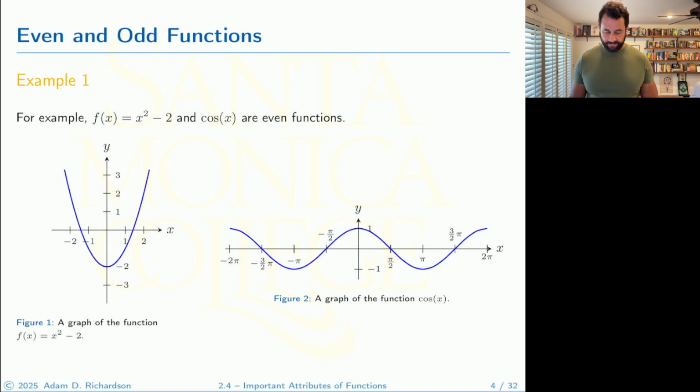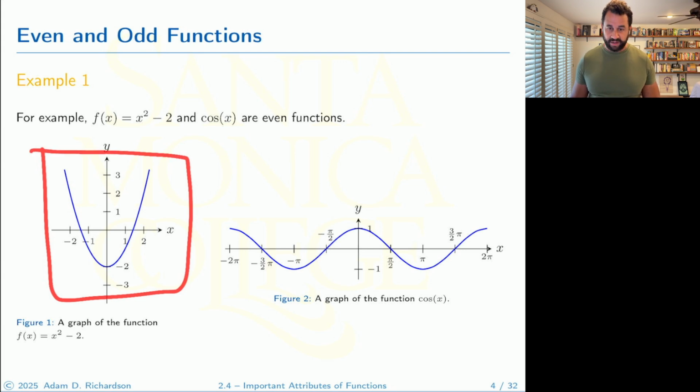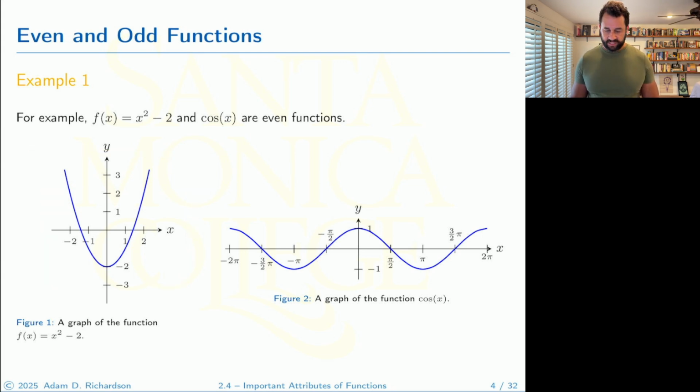Let's take a look right now. So here I've got two graphs. This is the graph of the function x squared minus 2. And what I want to draw your attention to is this horizontal symmetry it has with the y-axis. So let me draw a vertical line right here. Okay, so notice that on this graph, this side of the graph looks the same as this side of the graph. So it's basically like this side of the graph is a reflection of this side. That's exactly what it means to be an even function.